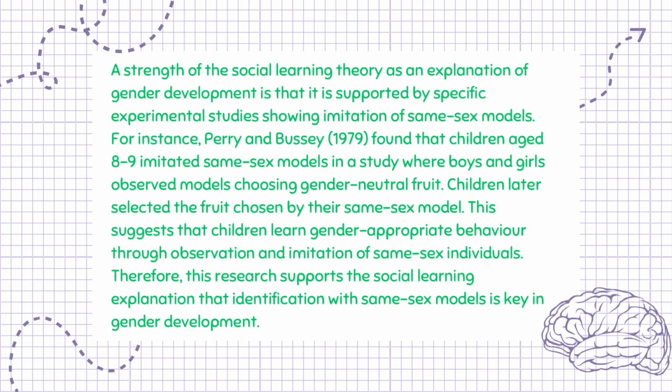A strength of the social learning theory as an explanation of gender development is that it is supported by specific experimental studies showing imitation of same-sex models. For instance, Perry and Bussey, 1979, found that children aged 8 to 9 imitated same-sex models in a study where boys and girls observed models choosing gender-neutral fruit. Children later selected the fruit chosen by their same-sex model. This suggests that children learn gender-appropriate behavior through observation and imitation of same-sex individuals. Therefore, this research supports the social learning explanation that identification with same-sex models is key in gender development.